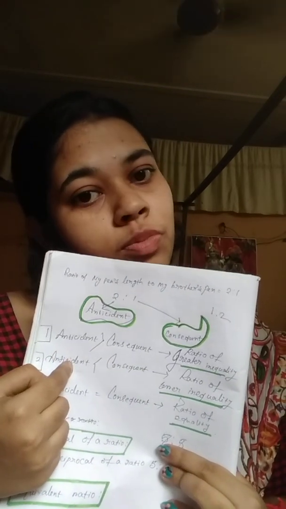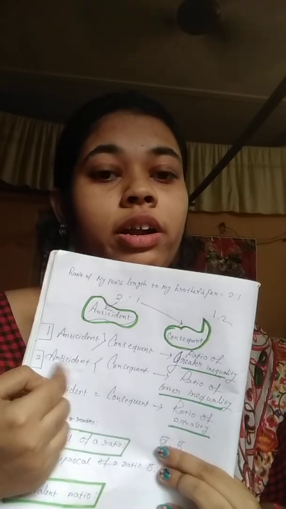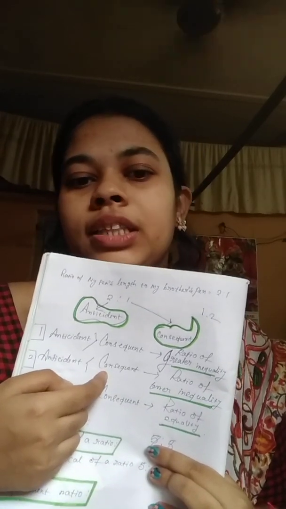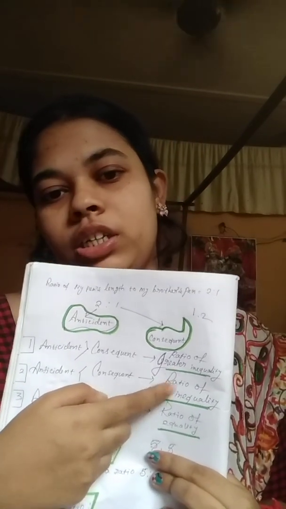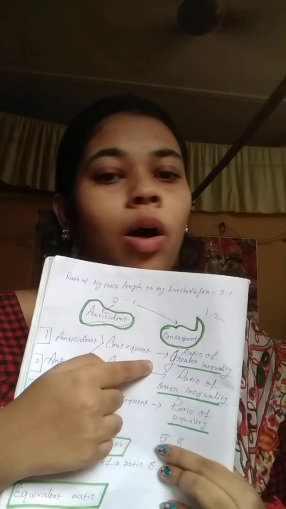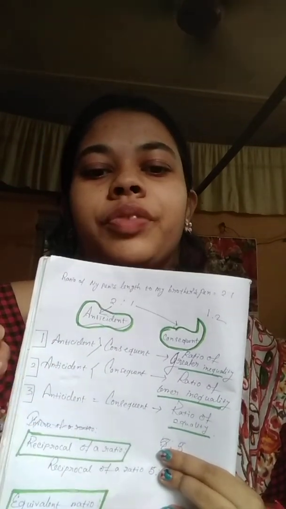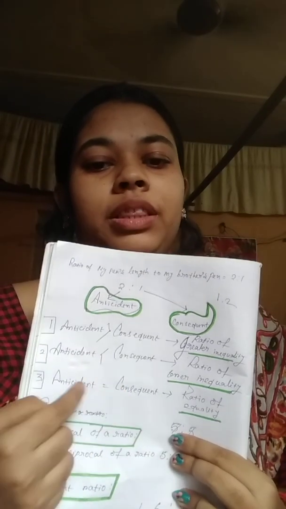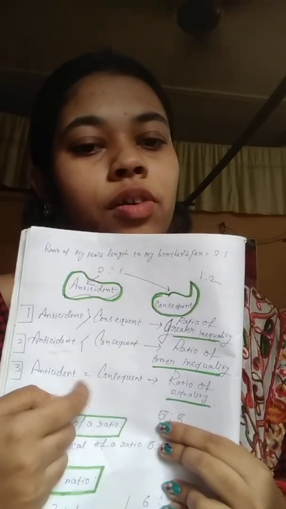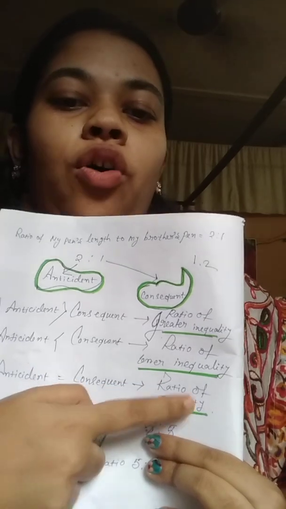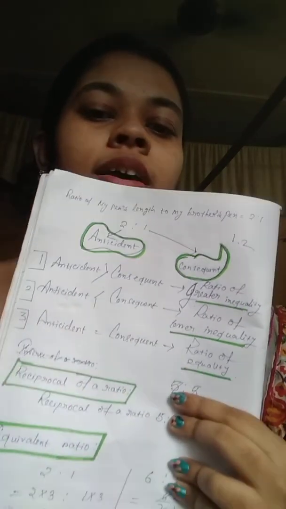When the first one is smaller, that is, the antecedent is smaller and the consequent is greater, that is the type of lesser inequality. Greater, lesser, opposite of each other. And the third one, if both are the same, they are equal, and from the word equal it is called ratio of equality. So we mainly find these three types: ratio of greater inequality, ratio of lesser inequality, ratio of equality.